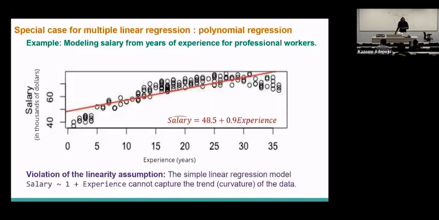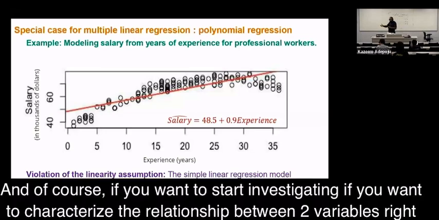I'm going to walk you through an example right now. We're trying to model the salary from years of experience for professional workers. If you want to characterize a relationship between two variables, we're focusing on the effect of experience on the salary of professional workers. If we want to start, of course, we know we're going to generate a scatter plot, right?